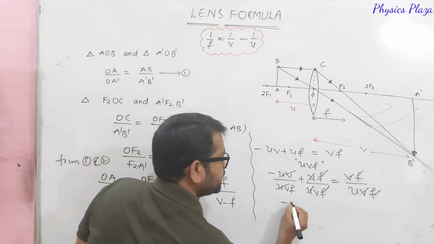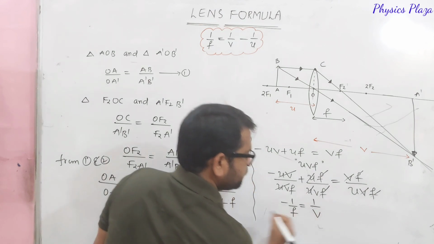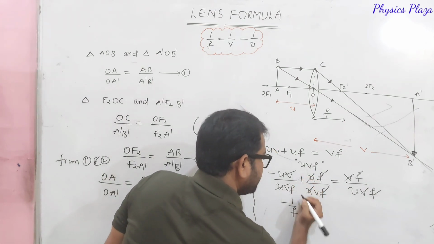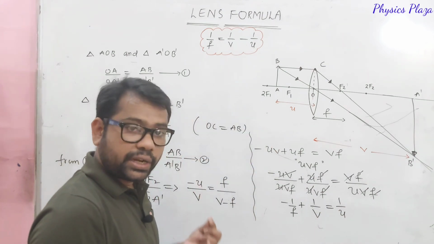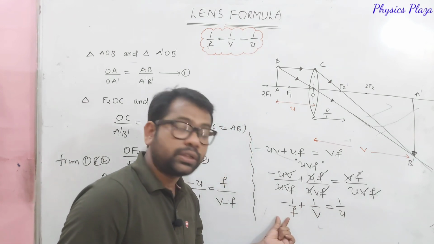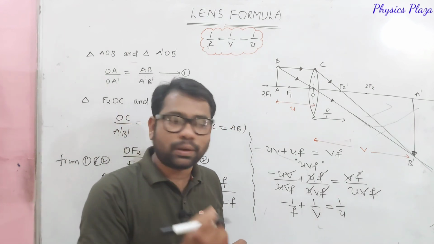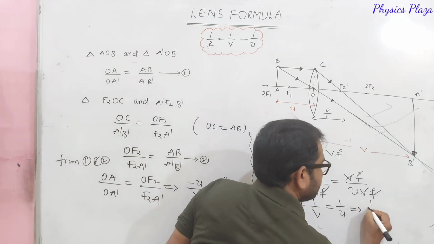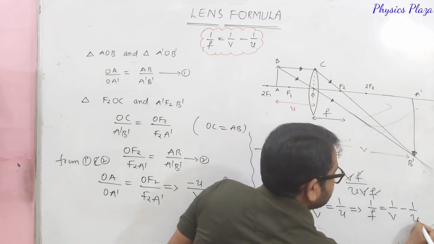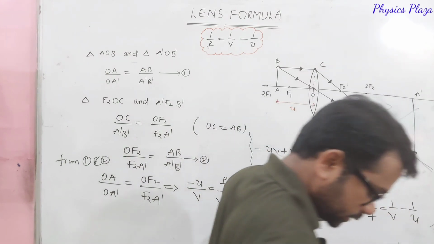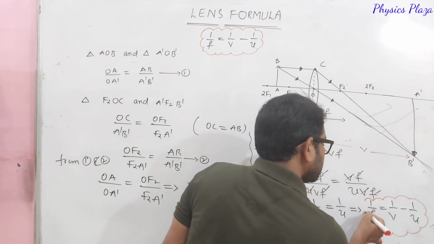Here minus 1 by F, here 1 by V, and on this side plus 1 by V is left. On this side, only 1 by U is left. Now bring this 1 by U to the left side, so it becomes minus 1 by U. Take this minus 1 by F to the right side, so it becomes plus 1 by F. Finally we get 1 by F is equal to 1 by V minus 1 by U. Children, this is the lens formula.